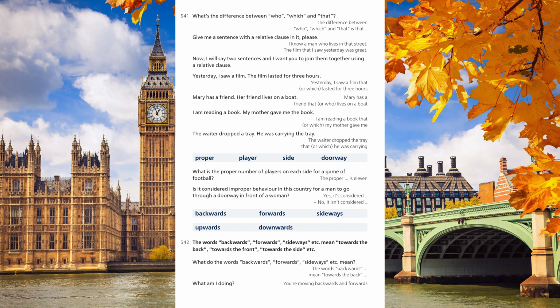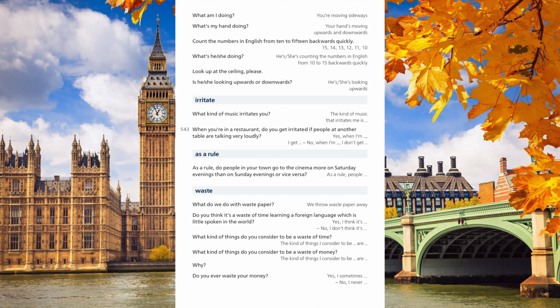Backwards, forwards, sideways, upwards, downwards. What do the words backwards, forwards, sideways, etc. mean? The words backwards, forwards, sideways, etc. mean towards the back, towards the front, towards the side, etc. What am I doing? You're moving backwards and forwards. What am I doing? You're moving sideways. What's my hand doing? Your hand's moving upwards and downwards.